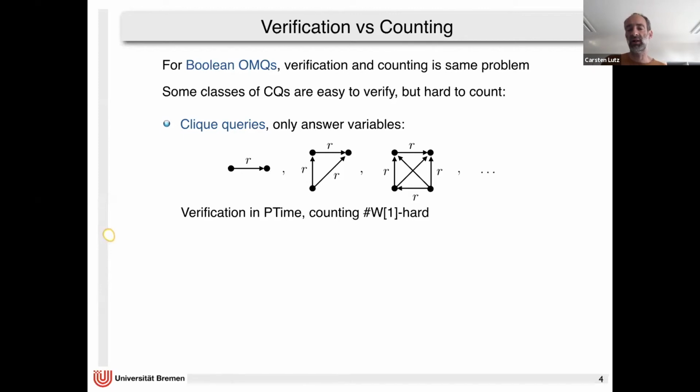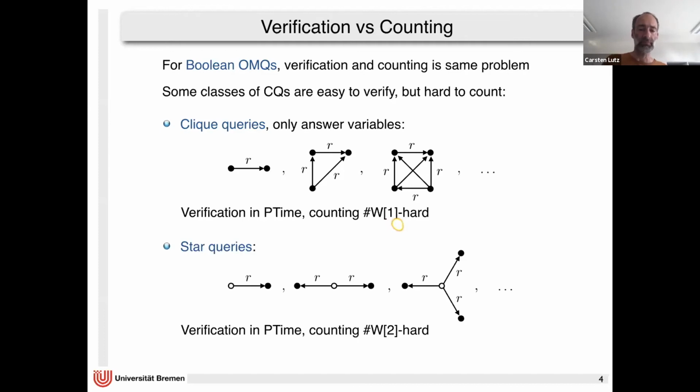But counting means now the parameterized problem of counting all cliques in a graph, where the parameter is the clique size. And this is a problem that is sharp W1 hard. So sharp W1 is a counting parameterized complexity class, and therefore most likely not in p-time and not even in FPT.